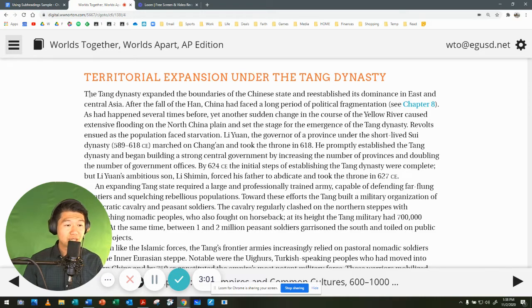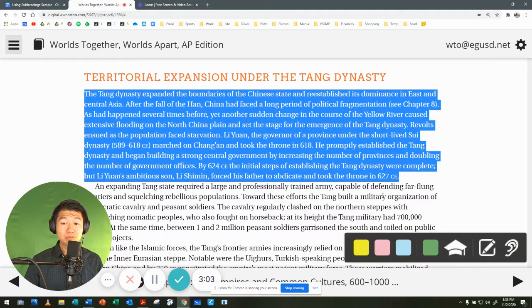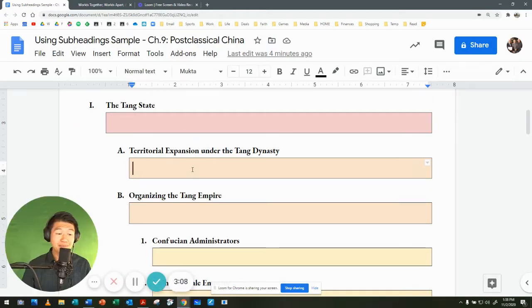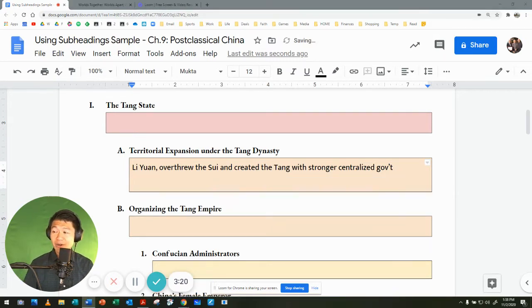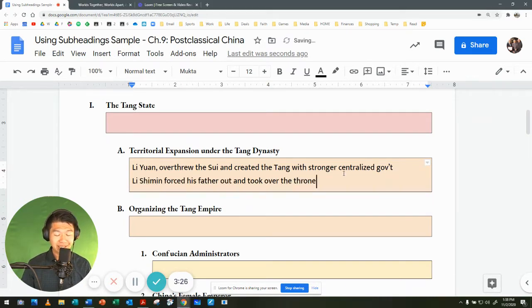Okay, you should have read this first paragraph, and what you probably came up with are a series of ideas that may or may not be applicable to the title you received. The first fact that you probably read is about the establishment of the Tang by Li Yuan. Then, how eventually Li Yuan had a very ambitious son who ended up overthrowing him, basically forcing him to abdicate the throne.